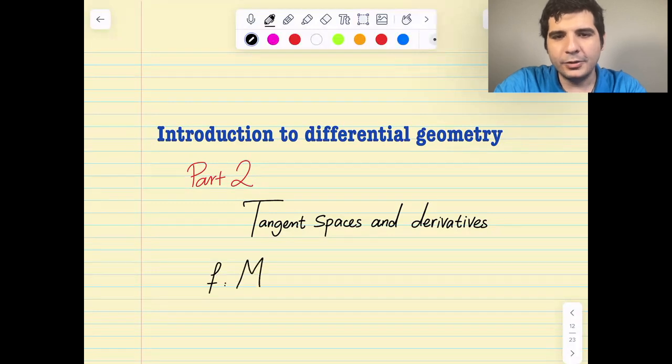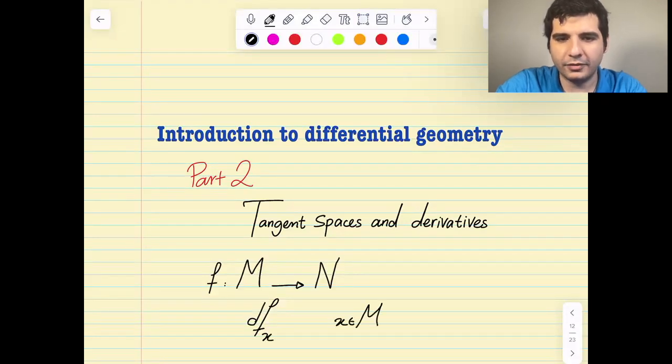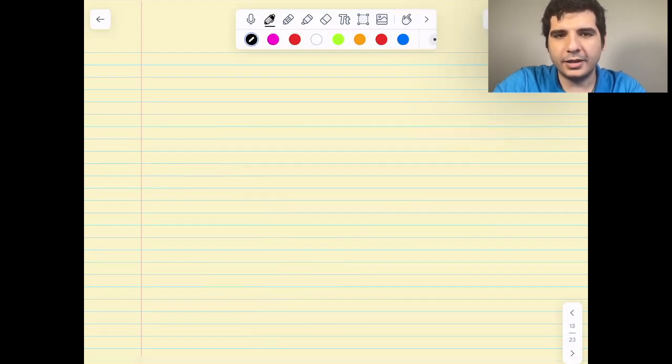Okay, so loosely speaking, today we want to consider smooth maps like f between two manifolds M and N, and we want to define the derivative of f at a point x, where x is a point in M. This would be quite fundamental in our course. Okay, let's start. Let's go back to fundamentals, like basics, right? Let's go back to calculus.